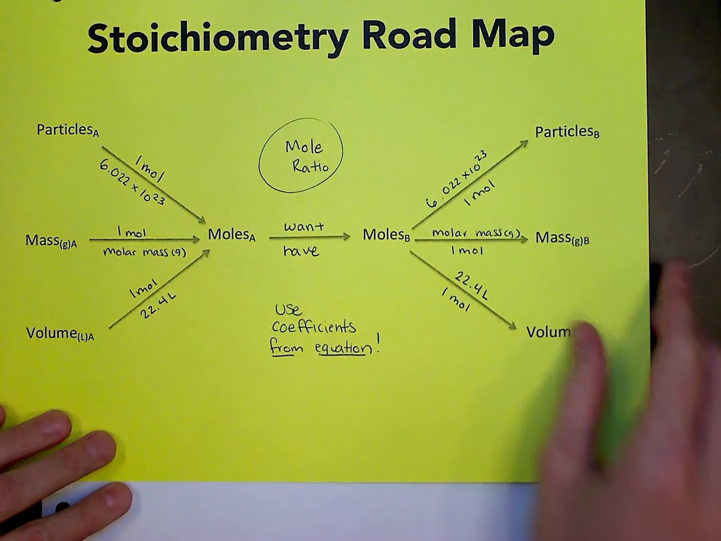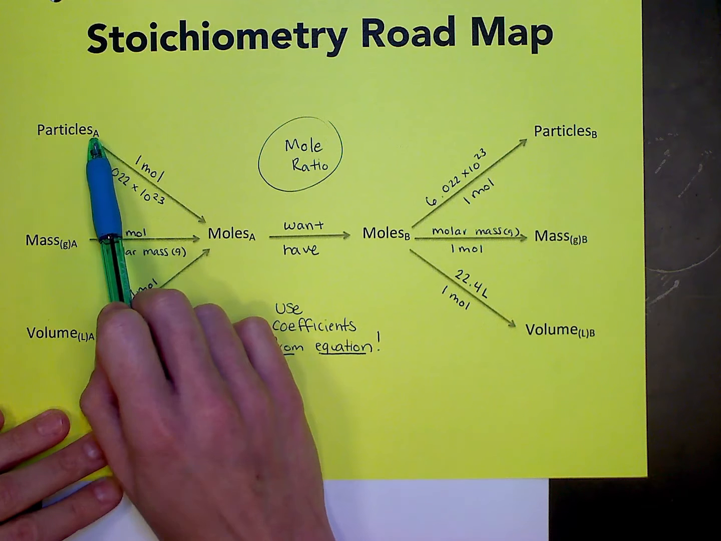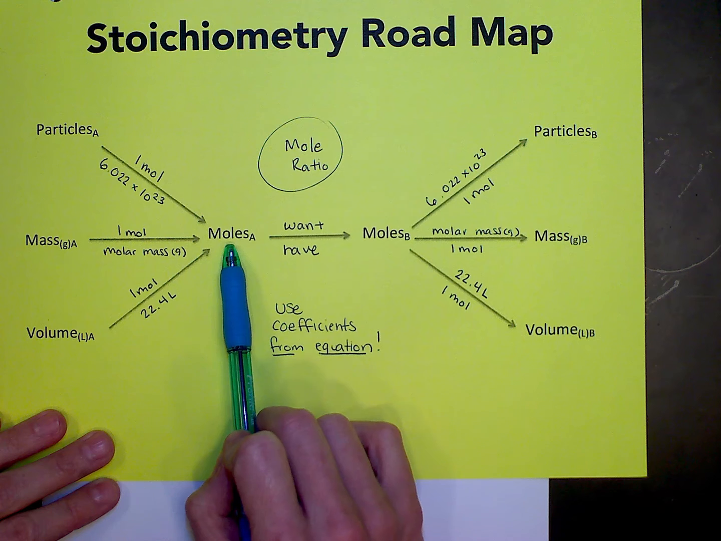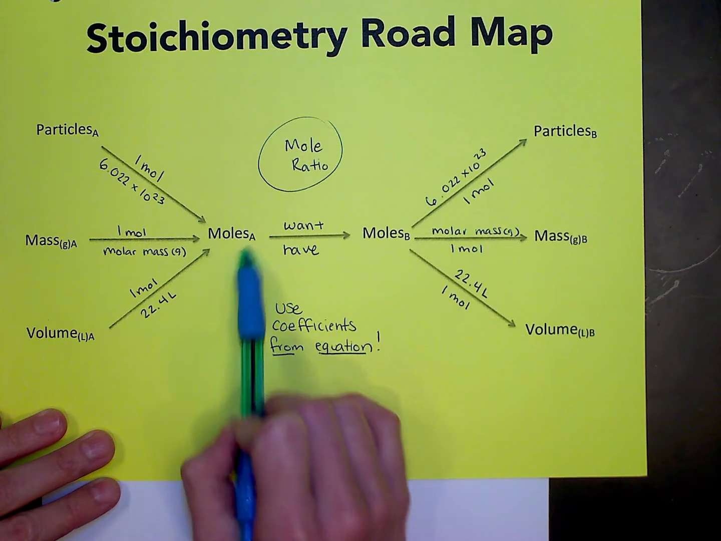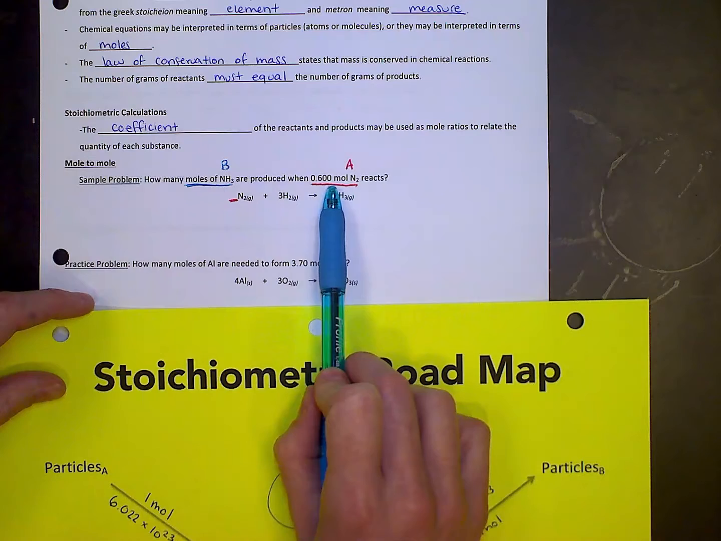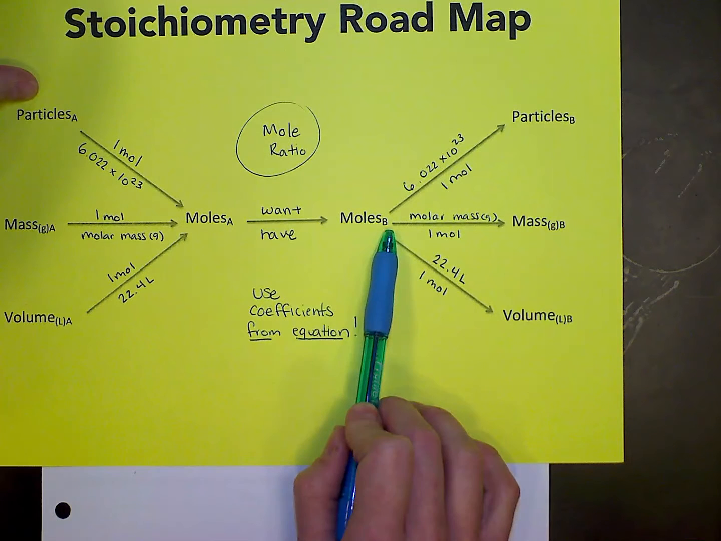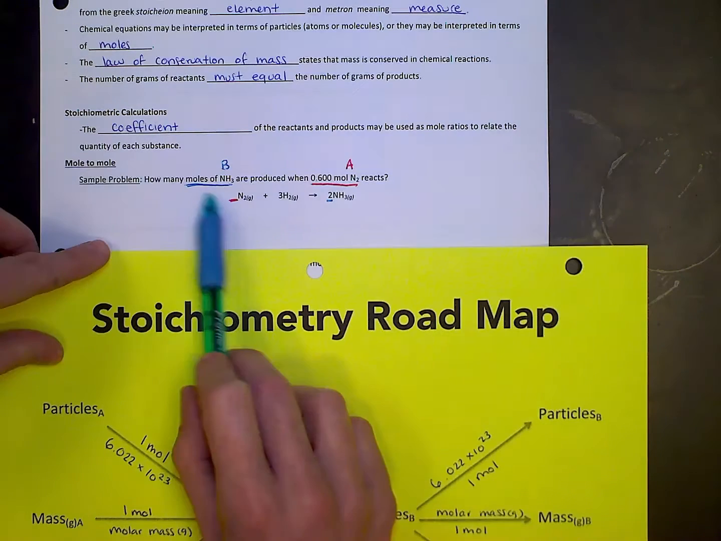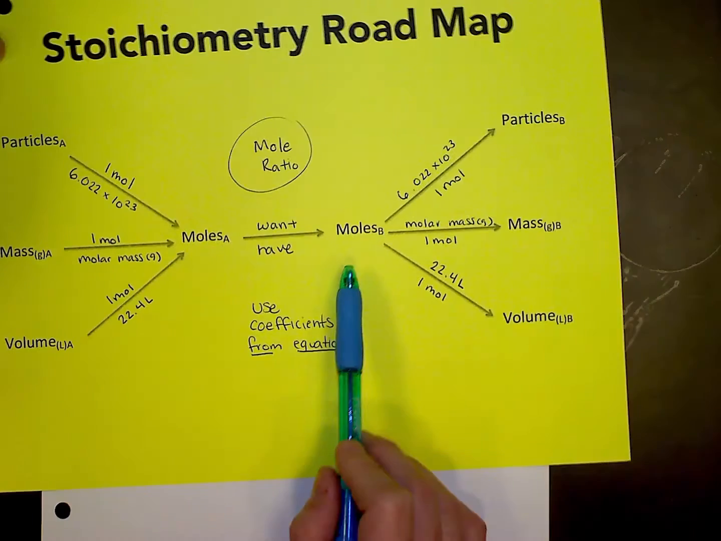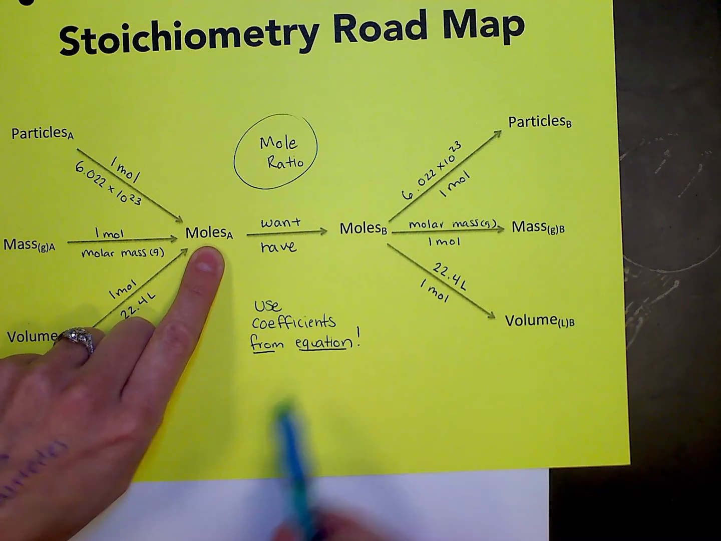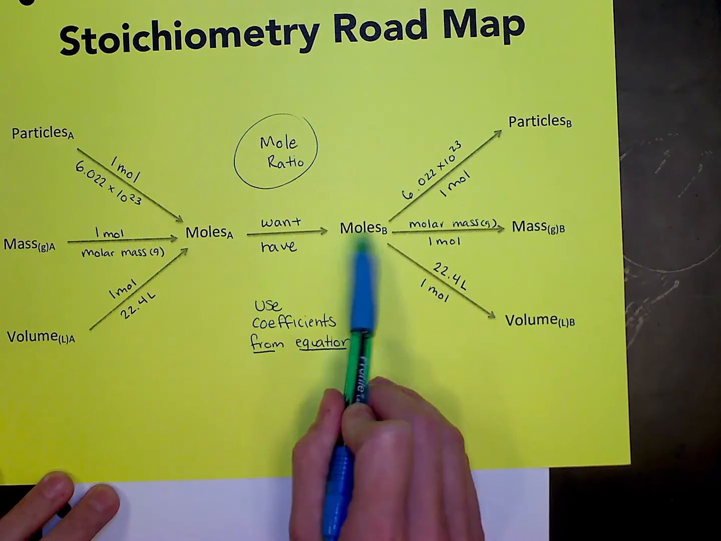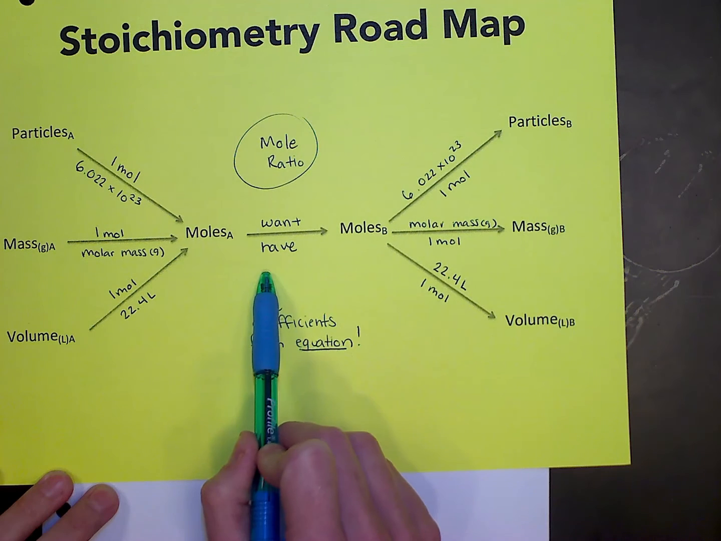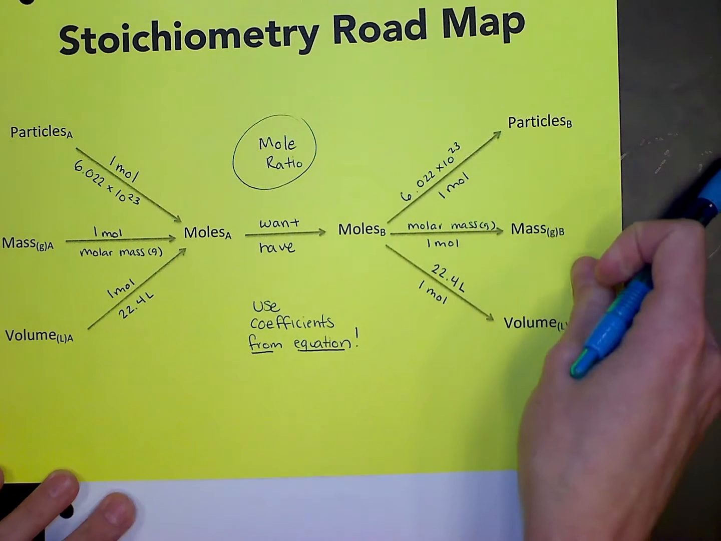If you look at the roadmap, we have a bunch of different starting spots. We could have particles of A, mass of A, volume of A, or moles of A. Which one are we starting with? It's moles of A, because it has moles of N2. And then we're turning into moles of B, particles of B, mass of B, or volume. What do you think? Look back at the problem. We're solving for moles of NH3. So this is where we're starting, and this is where we're ending. Knowing our starting and ending, this tells us that we only have one conversion to do, and it's this mole ratio step. So this is how we can apply that roadmap.